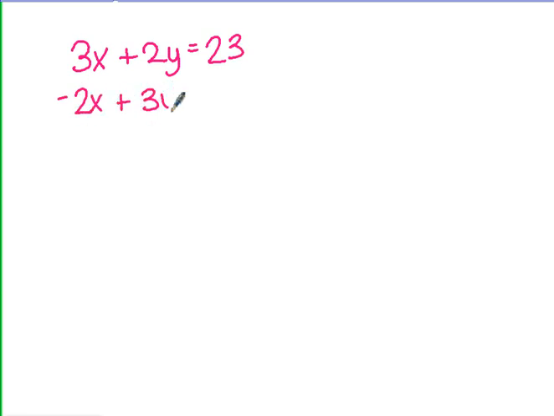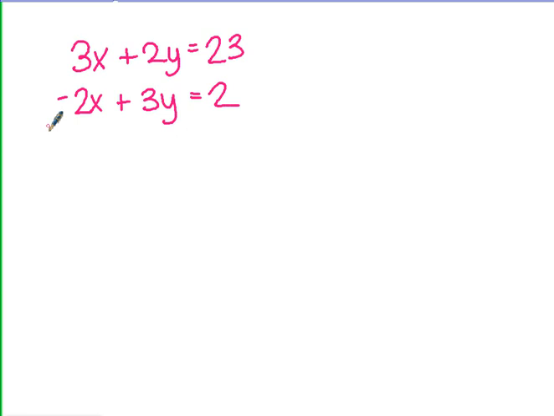Now let's look at a second example. In this example, we have 3x plus 2y equals 23, and negative 2x plus 3y equals 2. All right, we're going to solve this by elimination. In this case, I'm going to choose the x term to eliminate because the first x term is positive, the second x term is negative. That allows for easier elimination.